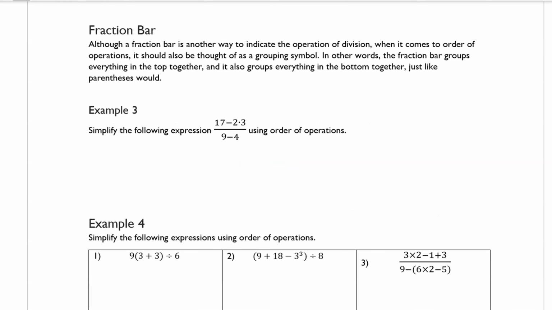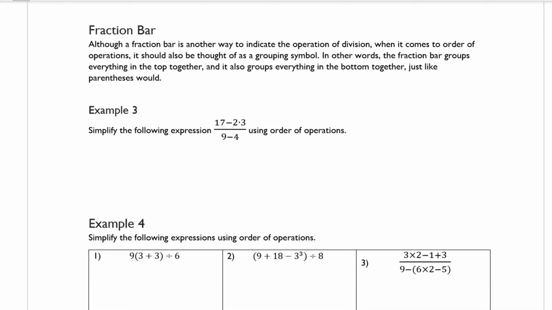Let's talk about fraction bars in terms of order of operations. Although a fraction bar is another way to indicate the operation of division, when it comes to the order of operations, it should also be thought of as a grouping symbol. In other words, the fraction bar groups everything in the top together, and it also groups everything in the bottom together, just like parentheses would.